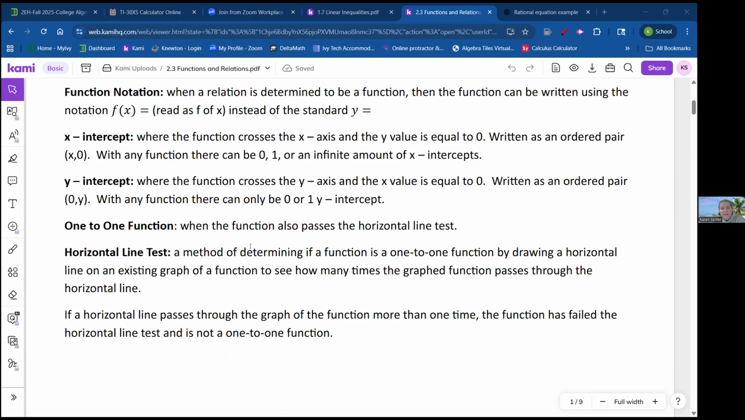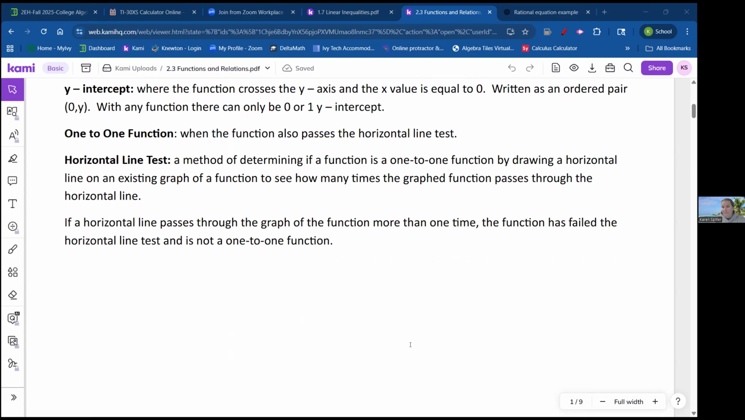Horizontal line test is a method of determining if a function is a one-to-one function by drawing a horizontal line on an existing graph of a function. See how many times the graph of the function passes through the horizontal line. If a horizontal line passes through the graph of the function more than one time, the function has failed the horizontal line test and is not a one-to-one function.